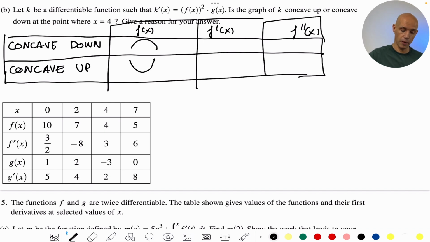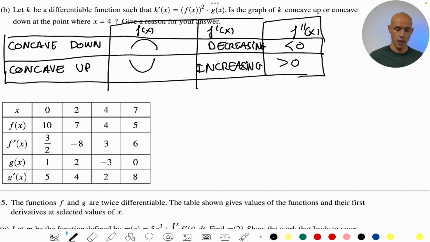So f prime here is the derivative. The slope started to be positive and then negative, so it's decreasing, right? Decreasing. What's up with the other case? Well, it's going to be increasing, unless I was wrong in the first one. It's the opposite. Okay, what about the second derivative? Well, in this case, the second derivative is negative, because the derivative of a decreasing function is negative or positive. So that's what you need to know.